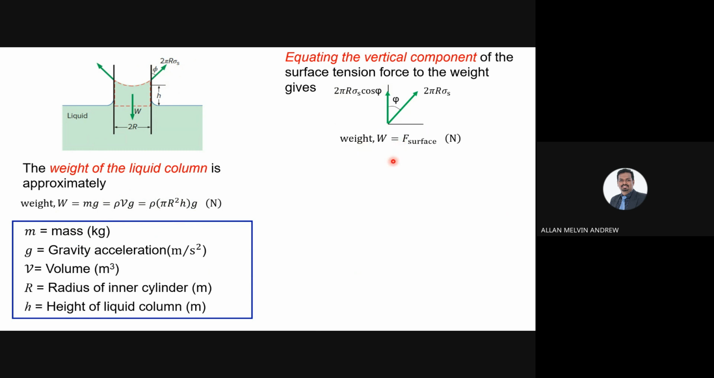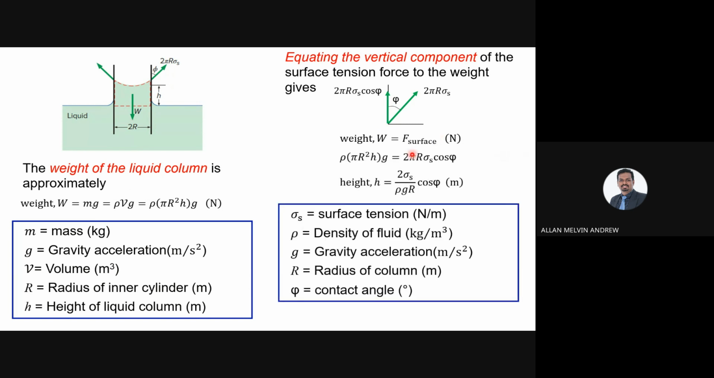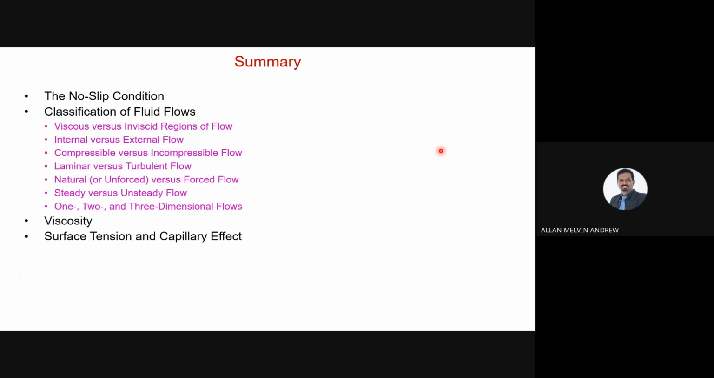So the weight is actually the same as the surface force. You can just replace it. So weight equals surface force, then the height. You rearrange this, you cancel, and at the end you will get this formula, which can be used directly to calculate the height of the capillary rise.